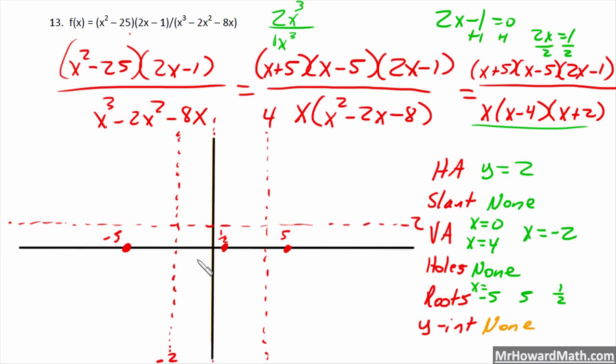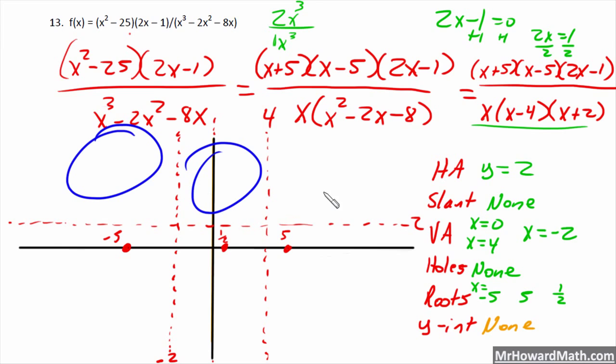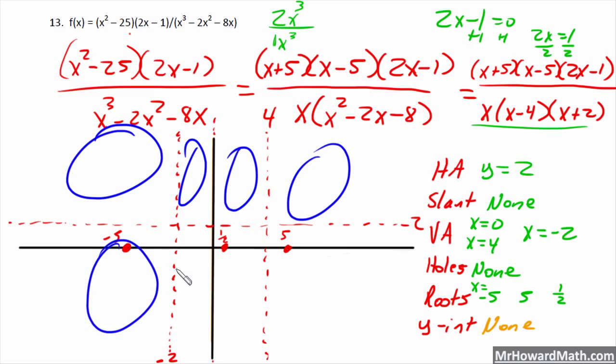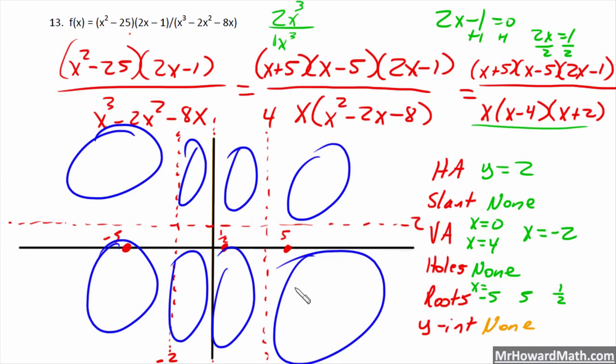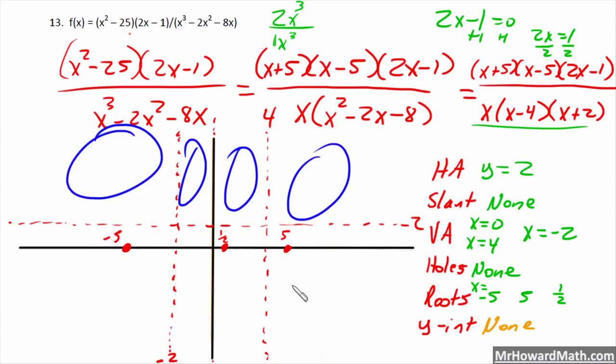So, based on that information, I can say confidently that the far left side, well, first of all, let me say this. We have 2, 3, 4, 5, 6, 7, 8 total sections where we could have a graph. So we've got a lot of work to do here.